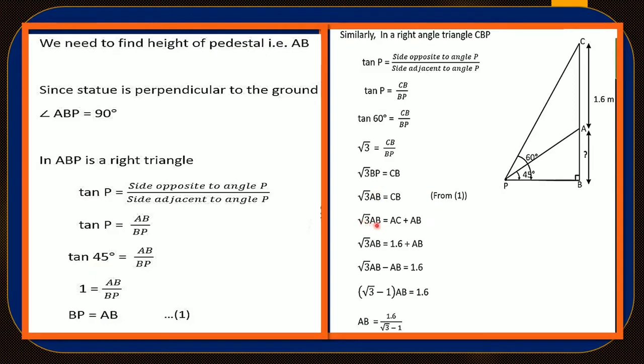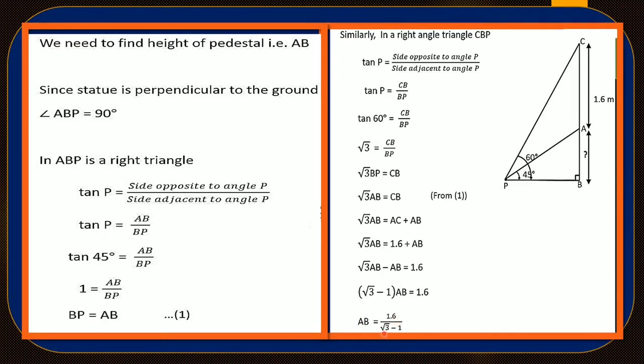Under root 3 AB is equal to CB. Now you can observe that CB is a combination of CA and AB. So I can split CB as CA plus AB. And we know the value of CA. Just substitute the value of CA as 1.6. Now solve for AB, because here we have to find the value of AB only, which is equal to 1.6 divided by under root 3 minus 1.